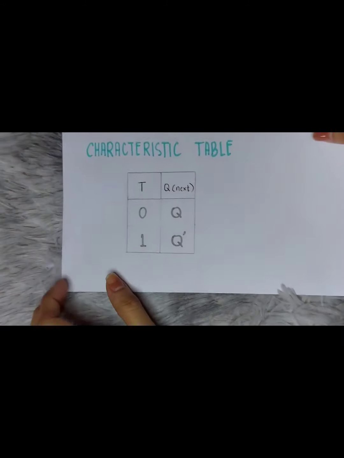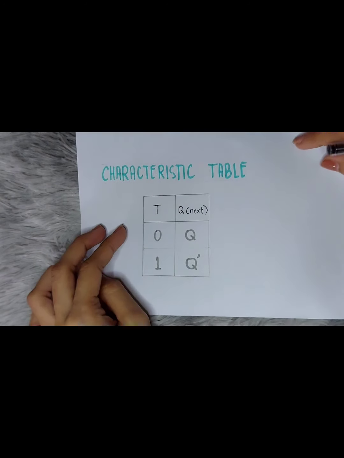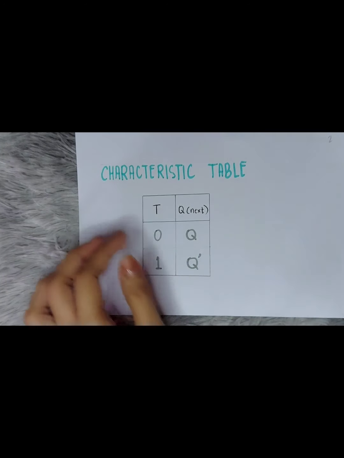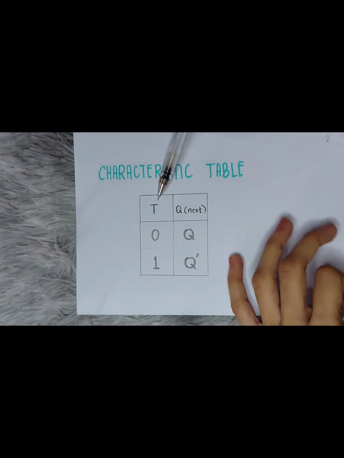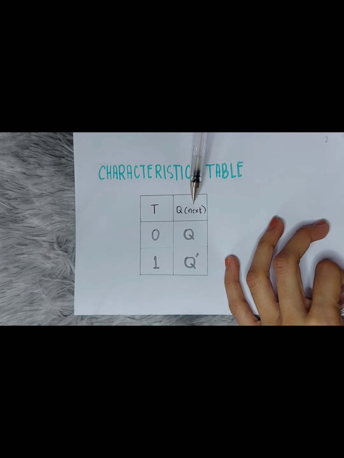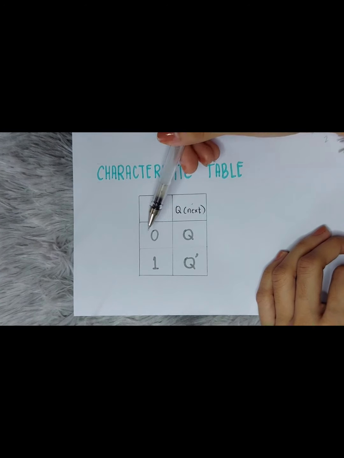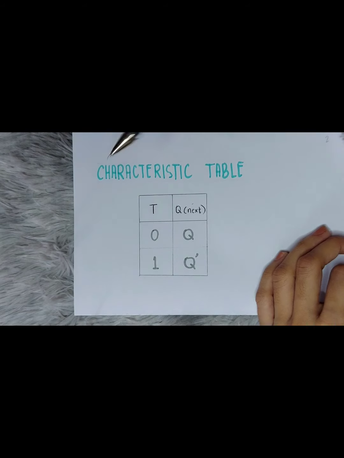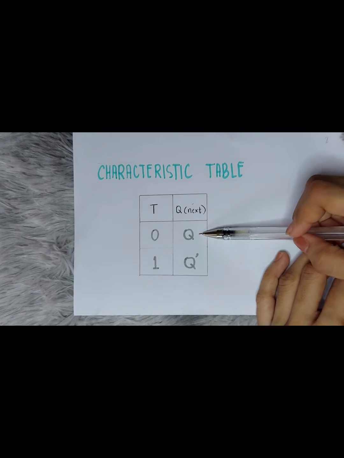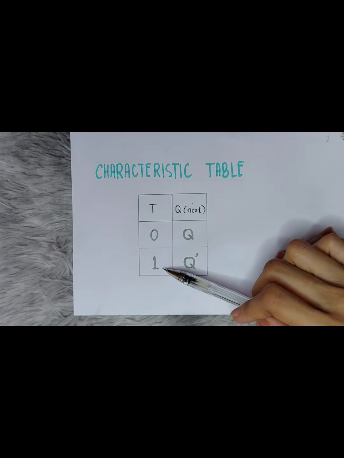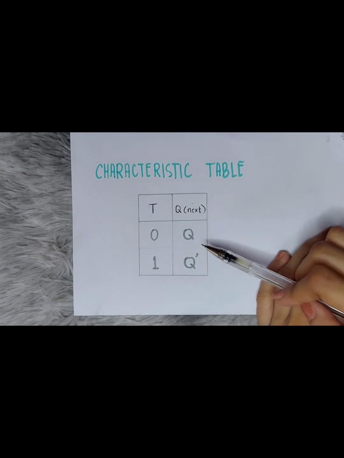Now let's take a look at the characteristics table of the T flip-flop. We have here the T or the trigger input and the next state, or the Q next, of the circuit. If we have an input of 0, the next state will become Q, and when the input is 1, the next state will be the complement of the Q, which is the Q prime.